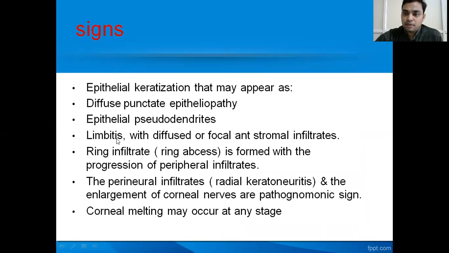The limbus is nothing but the junction between the cornea and sclera. There we see inflammation, and ring infiltration, like a ring abscess, and there is progression of peripheral infiltration. The perineural infiltration we call radial keratoneuritis. We also see enlargement of the corneal nerves, which is a pathognomonic sign of acanthamoeba keratitis. And eventually, if you don't treat the patient, there is corneal melting and perforation of the cornea. These are the different signs we see in acanthamoeba keratitis.